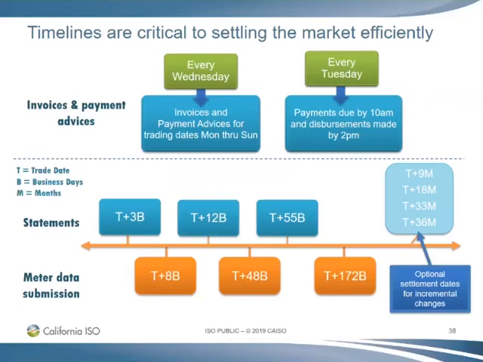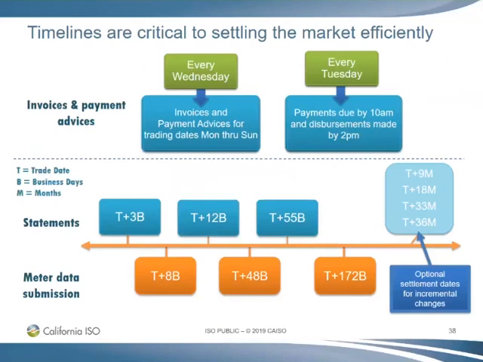Okay, great. So from a settlements perspective, I wouldn't expect to see revised meter data past the T plus 55 business day, generally speaking. You should not, unless there was an error discovered by one of our participants and they needed to submit late meter data. They have the opportunity by T plus 172B to have that adjusted.